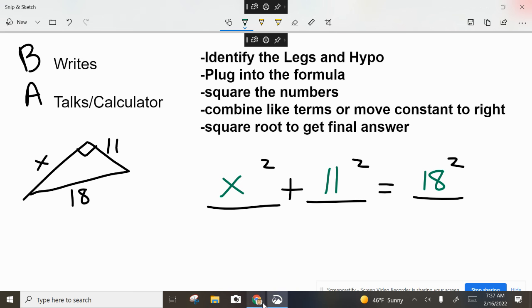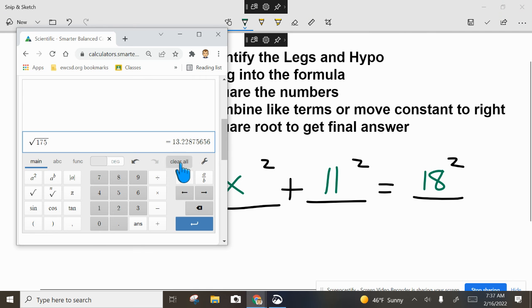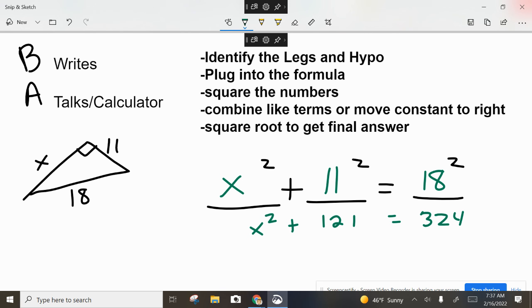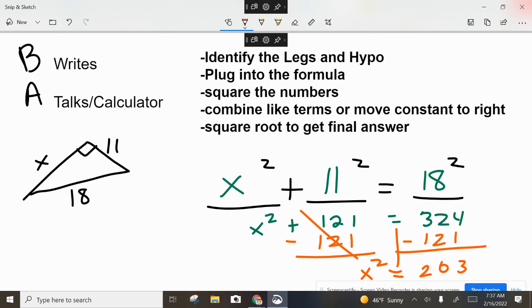Now I'm going to get the calculator out right away. I know 11 times 11 is 121, but I don't know what 18 squared is. 324. Okay, so 324, I'm going to put that here. 11 times 11 is 121. You have the calculator if you need it. Now we're going to go ahead and do our step. We're going to move our constants to the right. All right, that cancels out. x squared equals, let's just do the math here. What's it going to be? 203?